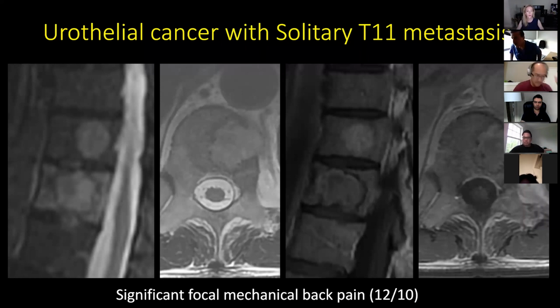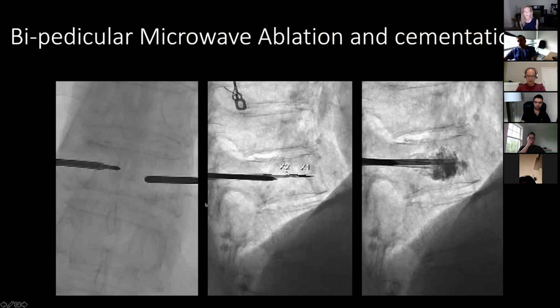And of course, all of us know that when they do their treatment planning, they have the gross tumor volume and the clinical tumor volume. And that's what I try to do when I go in for these oligometastatic diseases. I try to be more aggressive and want to ablate beyond the margins of what I'm seeing. So for a case such as this, instead of just going from the ipsilateral side and ablating it, I went in with a bipedicular approach and ablated it from both sides, and then put cement in.